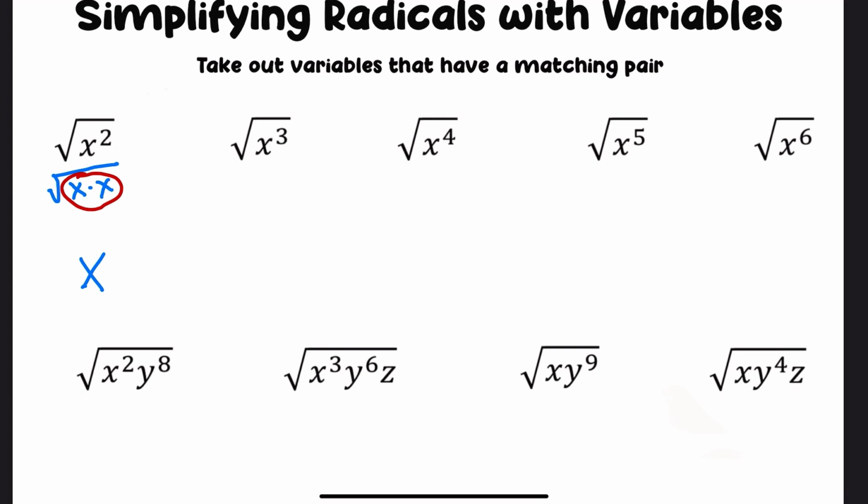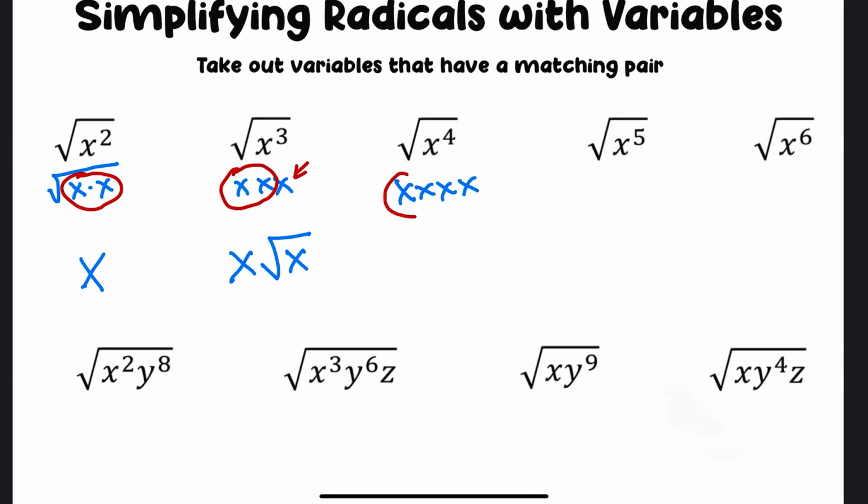So let's try that again. Let's see. For this one, I have 1, 2, 3 x's. I'm looking for pairs, so I want 2. Looking at these 2 right here. And it seems I have 1 left over. So I'm going to write 1x on the outside and then keep one of them inside since it doesn't have a match. Let's see. I got 1, 2, 3, 4 for this one.